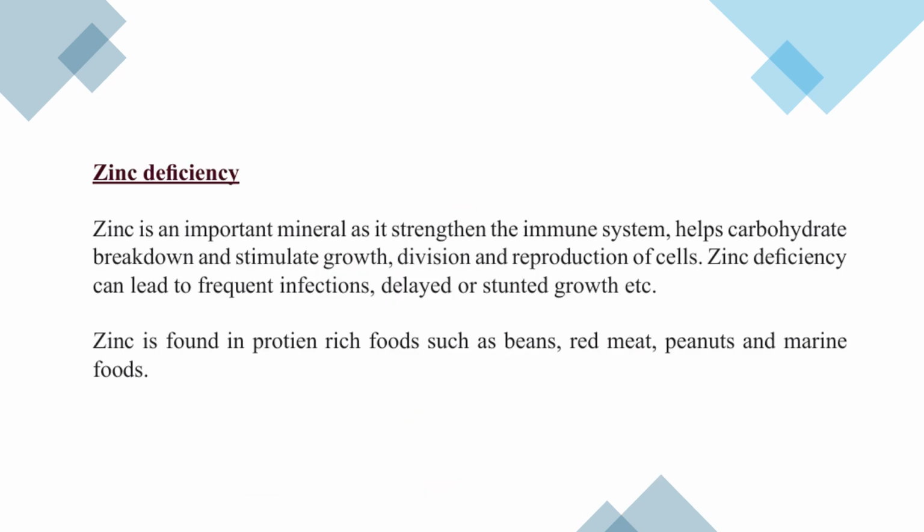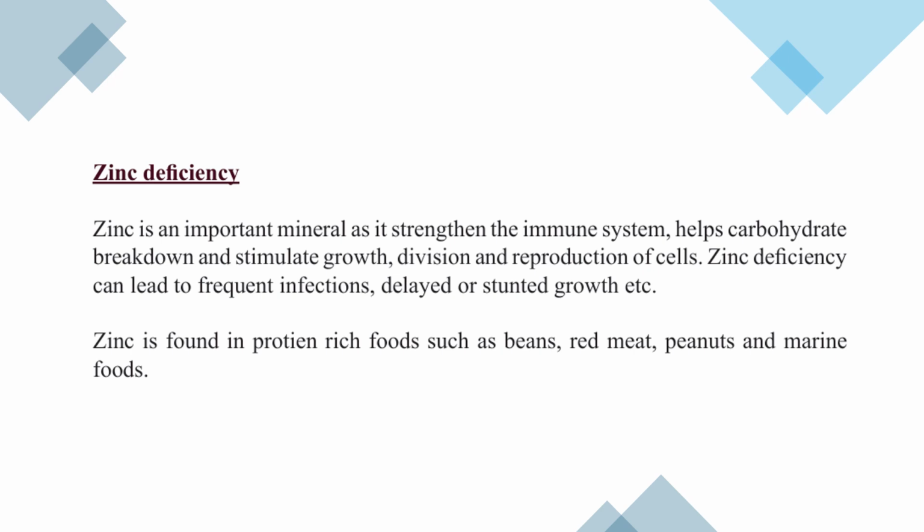The last type of deficiency that we are going to talk about is zinc deficiency. Zinc is an important mineral for our body. So there are many reasons why it's important. It strengthens the immunity system, which we need to fight against diseases. And also it helps the breakdown of carbohydrates in our food. And also it helps in cell division of our body.